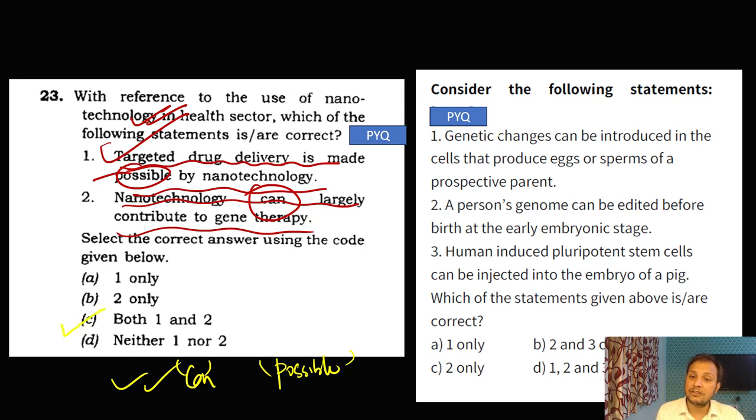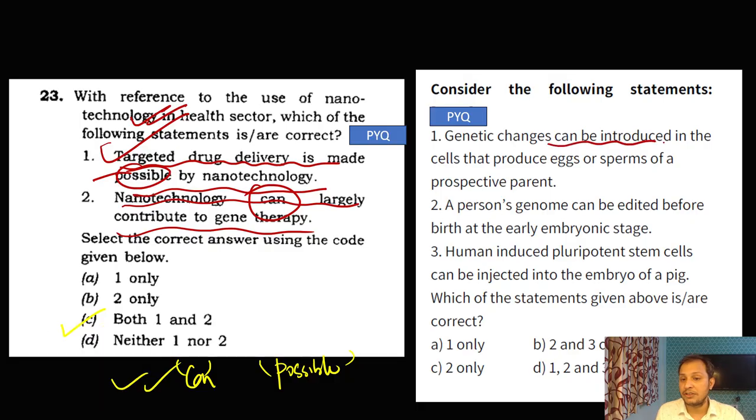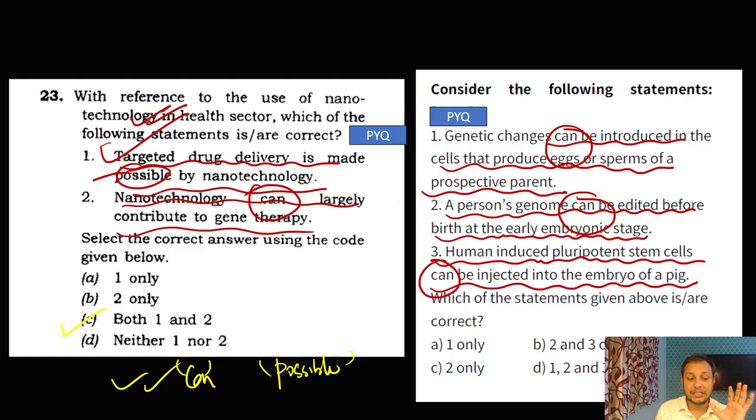This question, guys, is on genetic engineering. Let us read this question. Genetic changes can be introduced in the cells that produce eggs or sperms of prospective parents. A person's genome can be edited before birth at the embryonic stage. Third, human induced pluripotent stem cells can be injected into the embryo of a pig. Here you can see can. So whenever I told you that can is there, in 99.99% of the cases, all of them will be correct.